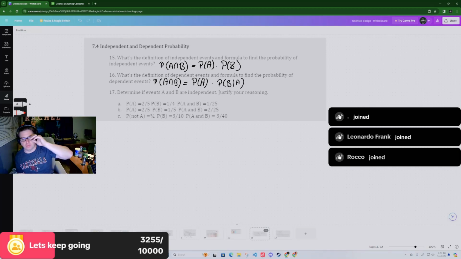Okay? So, and remember, what was the probability of B given A? This is where you got to go back. That's the probability of B and A happening over the probability of A.